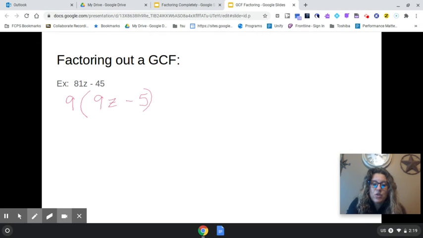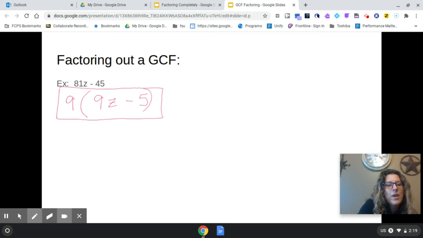I could use distributive property to check my answer if I wanted. 9 times 9z, do I get 81z? Yes, I do. And 9 times negative 5, do we get negative 45? Yes, we do. If your answer is yes to those questions, we have our final answer of 9 times 9z minus 5. We have factored out a GCF of 9.